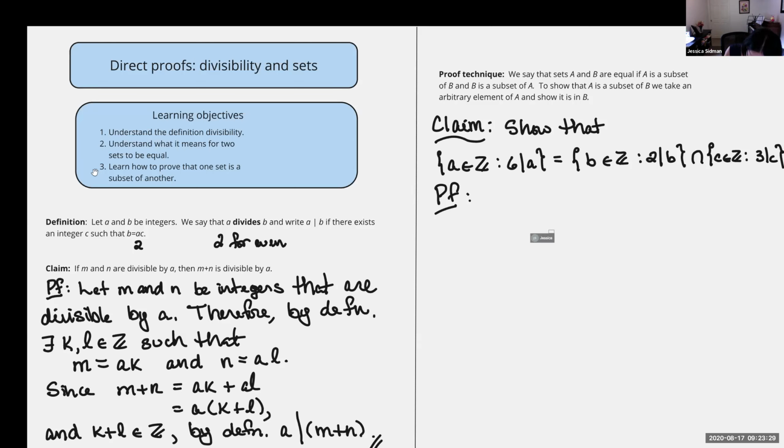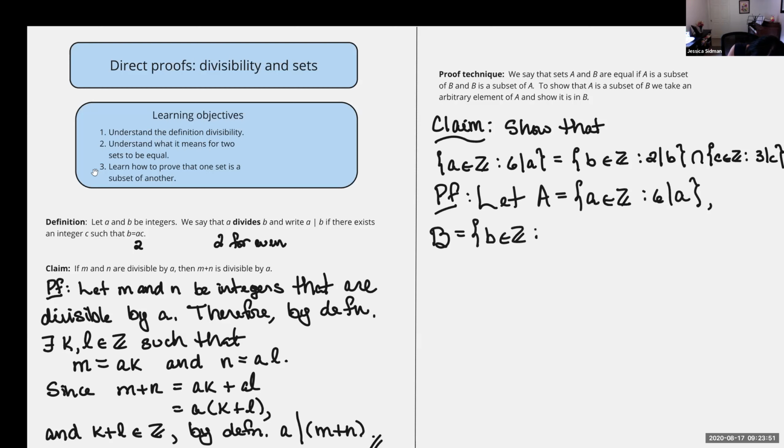I'm going to say, let A be the set of all integers divisible by 6, B be the set of all integers divisible by 2, and C be the set of all integers divisible by 3.